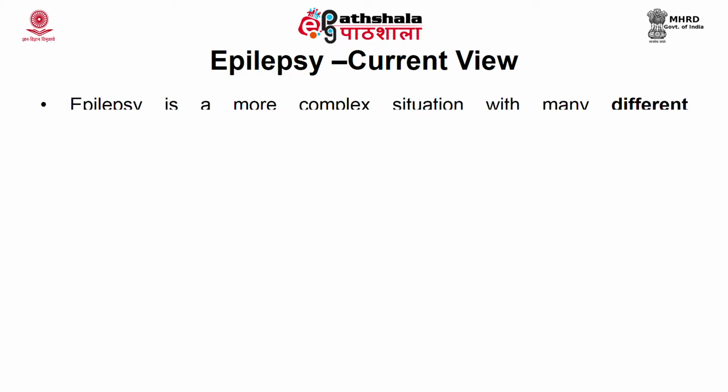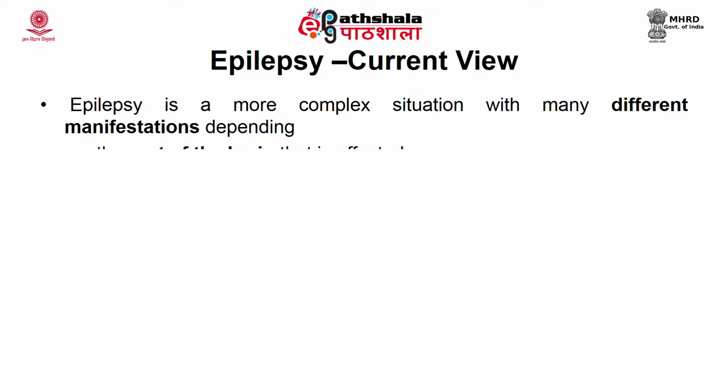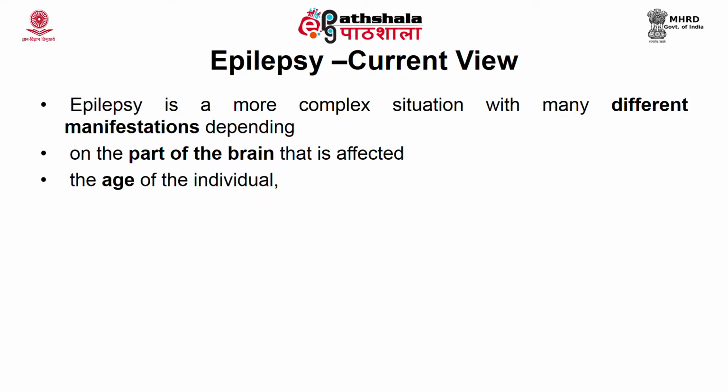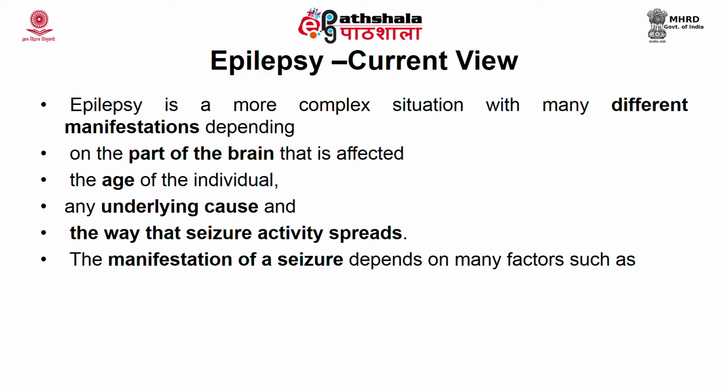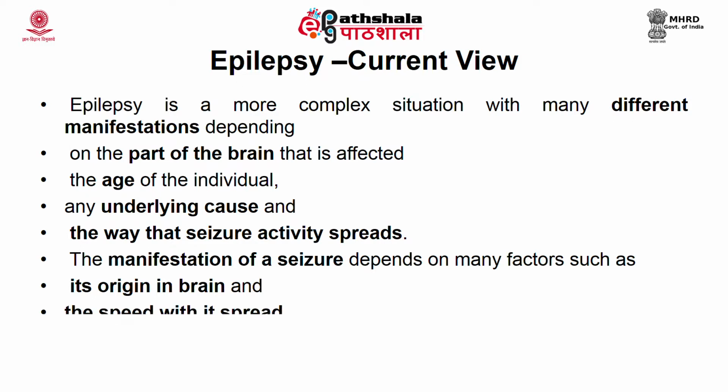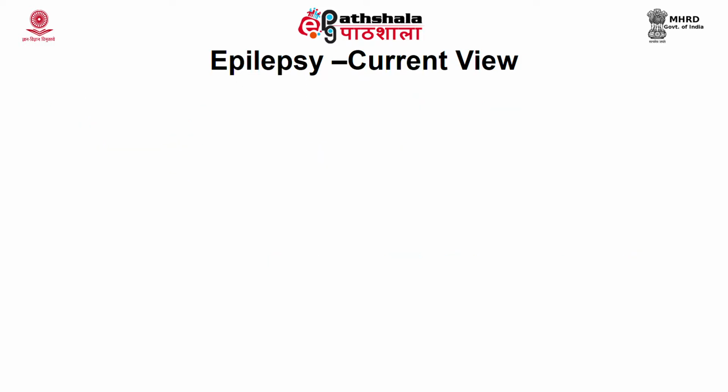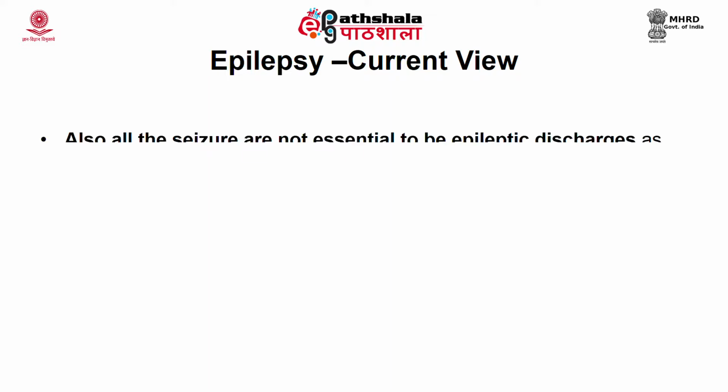Now, there are different manifestations of epilepsy depending on the part of the brain from where it originates, the age of the individual, the underlying cause of the disease, and how the seizure activity spreads in the brain. The manifestation of seizure also depends on the part of the brain from which it originates and the speed with which it spreads. And it is not necessary that all seizures are epileptic in nature.